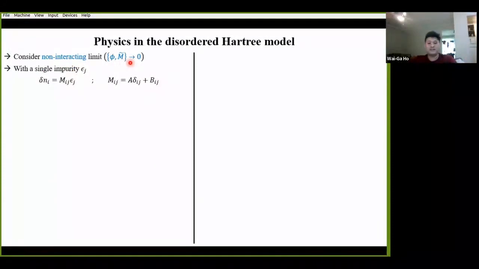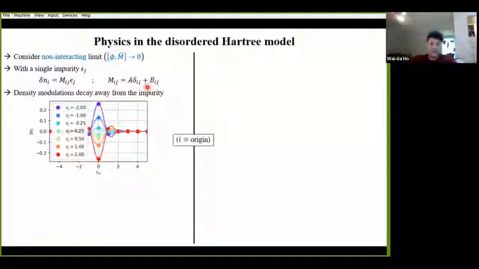Now, if we consider just a single impurity epsilon sitting on site J, well, the charge correction for site I is just going to be given by this form, where I've just removed the sum over J compared to the previous slide, because we only have one impurity to care about. And where M_ij is just given by our expansion coefficients, at least in this non-interacting limit. Now we can plot these below as we vary both the position and the strength of the impurity while fixing site I to the origin. And then from these curves, we can see that the density corrections oscillate and decay away from the impurity.